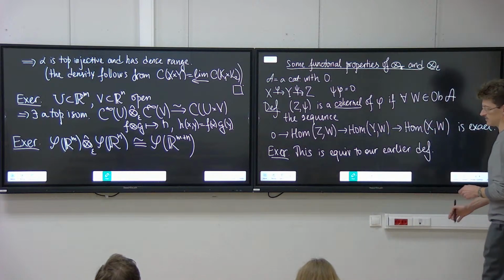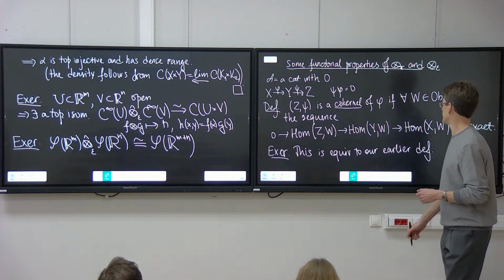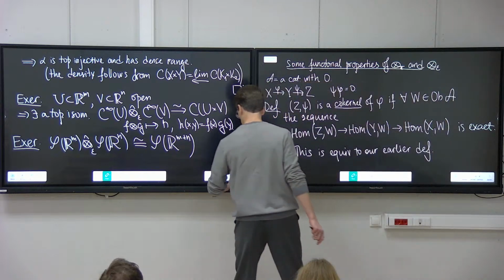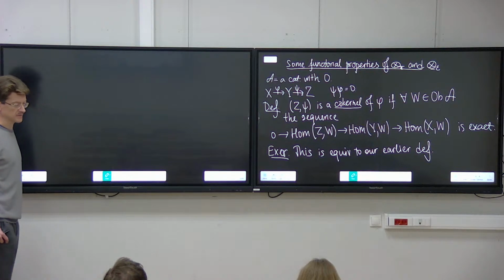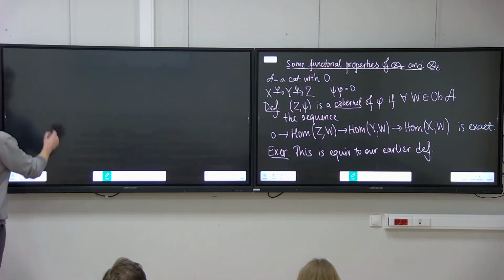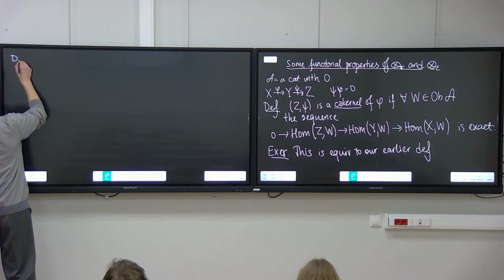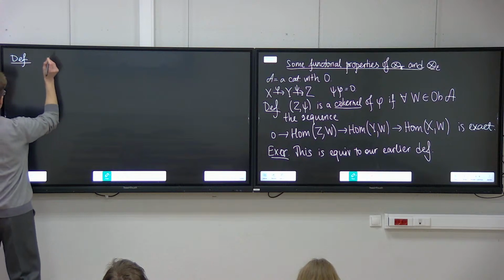This is absolutely straightforward. Let's now also recall how co-kernels look like in concrete categories of local economic spaces. And for convenience, let's introduce the following notion.